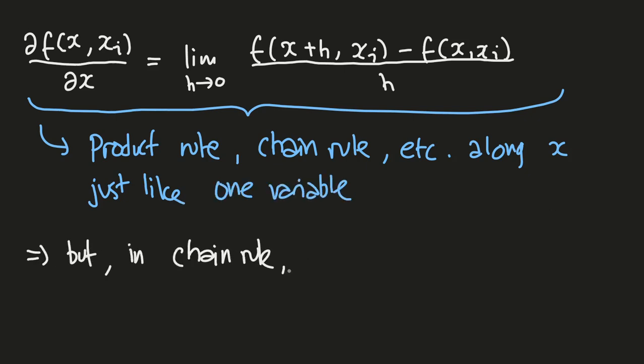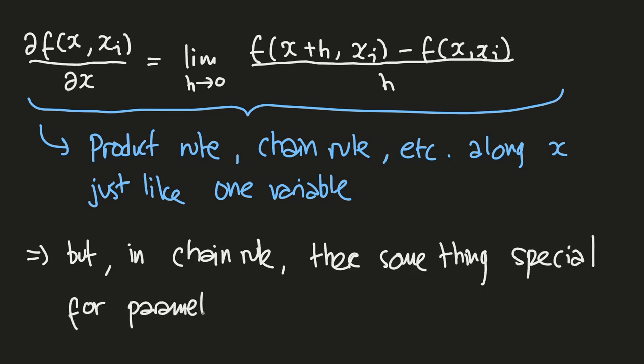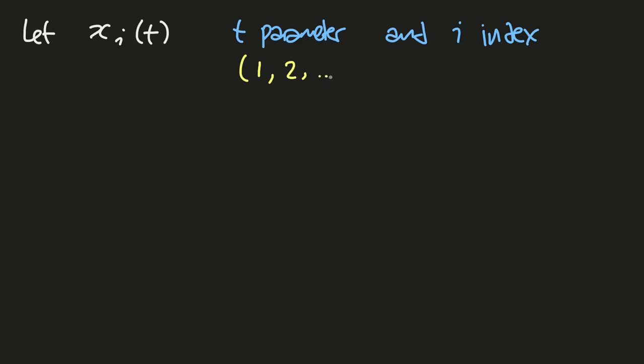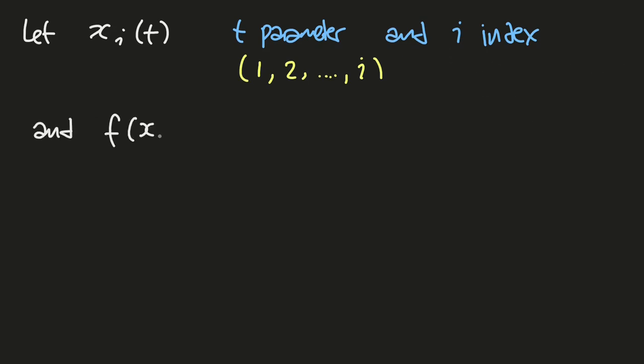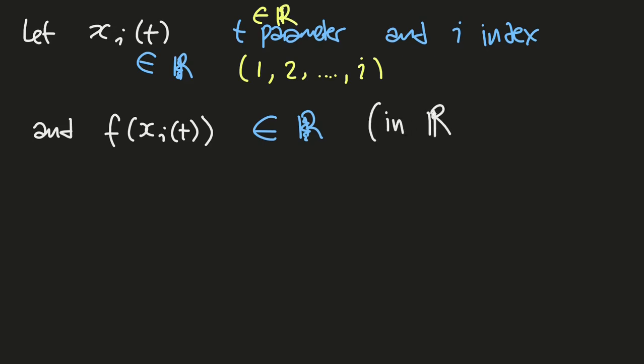But in the chain rule, there's something special for parameterized variables, let's say x of t and y of t and so on. So we can let x_i of t, where t is the parameter and i is the index for 1, 2, and so on, until i denotes a different variable from x1 to x2 and so on. And then we have a function f of x_i of t, which is an element of the real numbers. In this case, I will assume that x_i is a real number and t is a real number, so the result of function f is a real number in real analysis.